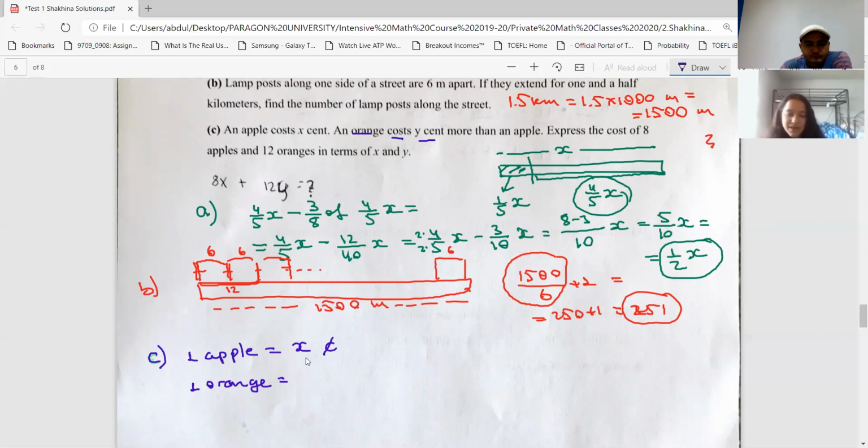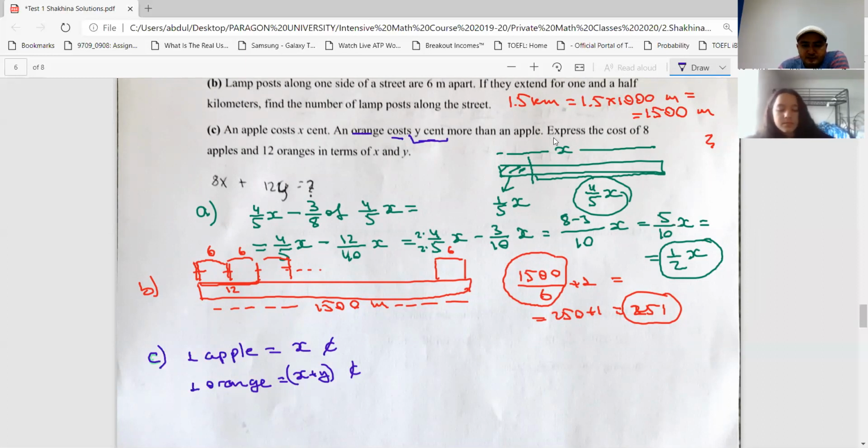Y cent more than the apple, I guess. X plus Y cents. Oh, X plus Y, yeah. Because it says that the orange is Y cent more than an apple. And what is the price of apple? It is X. If orange is Y cents more than apple, so that's X plus Y, right?